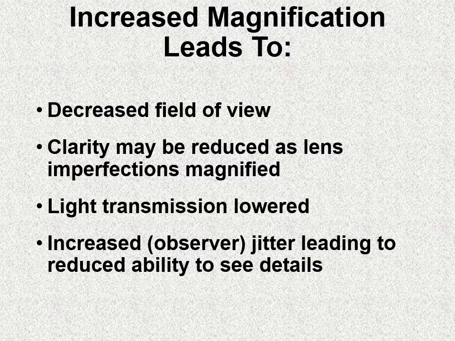Because increased magnification leads to decreased field of view. You don't see as much through your binoculars of the area you're looking at. The clarity may be reduced as lens imperfections are magnified. There's less light coming in. And there is jitter. Now, jitter is these fine motions that your hand does. You may not even notice it. And with higher magnification, the jitter is magnified, leading to the reduced ability to see details.